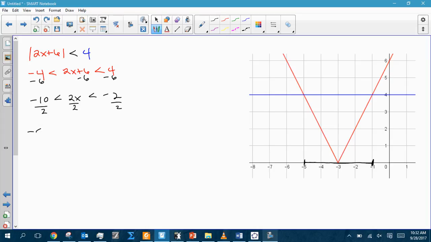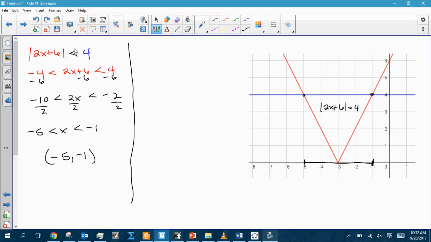And we get -5 is less than x is less than -1. Remember that's set notation. We're going to write this as interval notation, (-5, -1), and that's what we're developing here. Now my hope is that you realize that we know where they're equal. They were equal at -5 and -1, and that would have been solving the equation absolute value of 2x plus 6 is equal to 4.